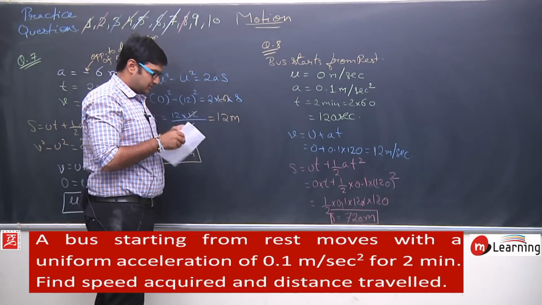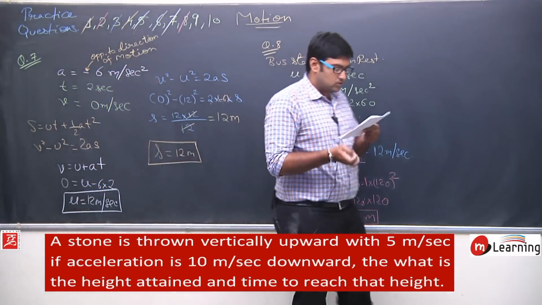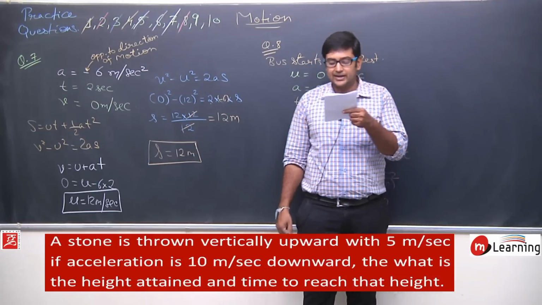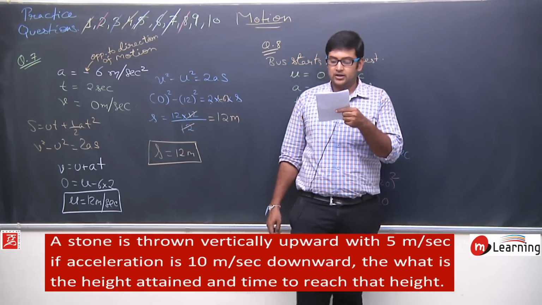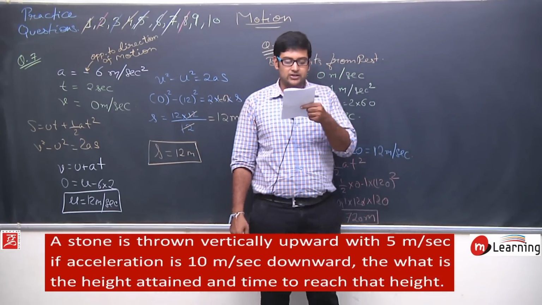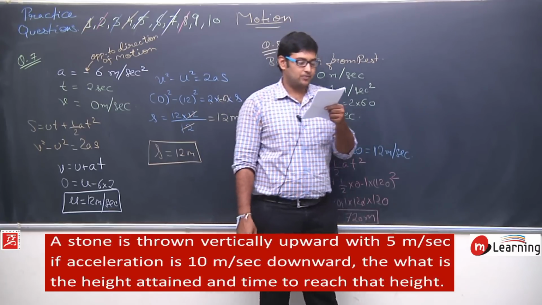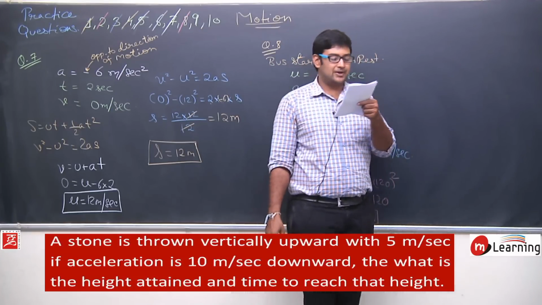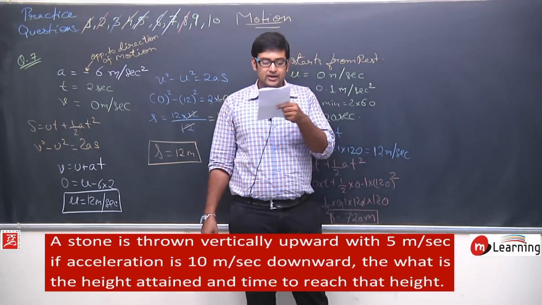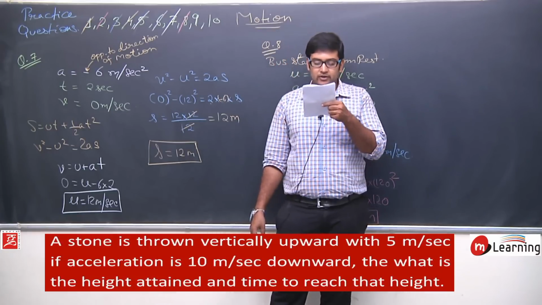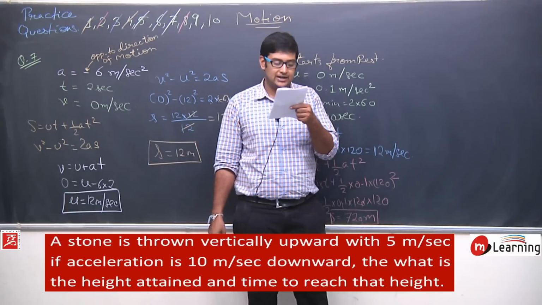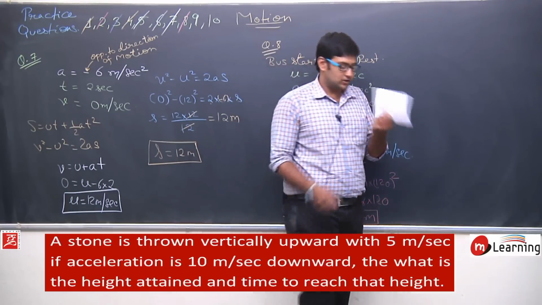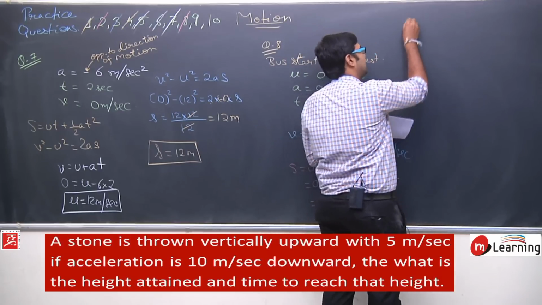Now let's move to question number 9. Okay, so question number 9 says a stone is thrown vertically upward with a velocity of 5 meters per second. If the acceleration of the stone during its motion is 10 meters per second square in the downward direction, what will be the height attained by the stone and how much time will it take to reach there? Okay, so a very interesting question, question number 9.